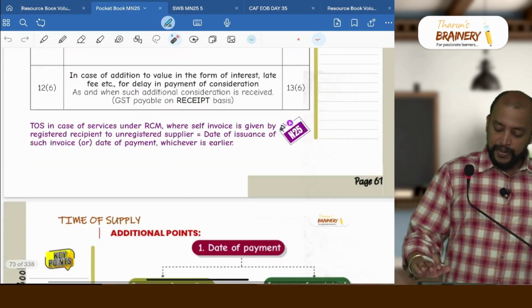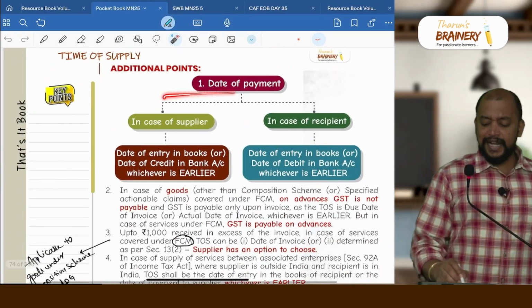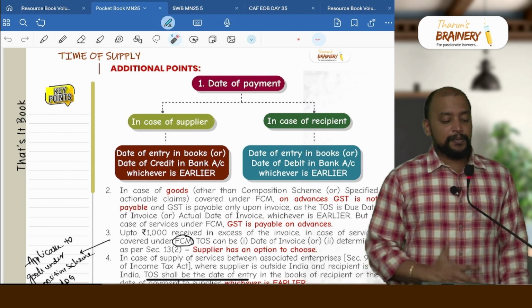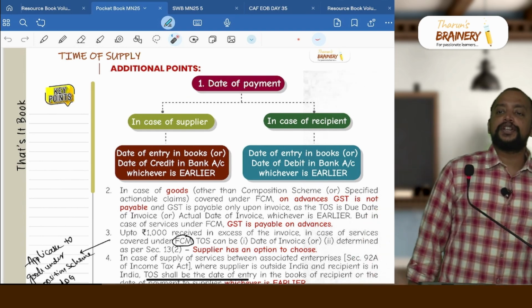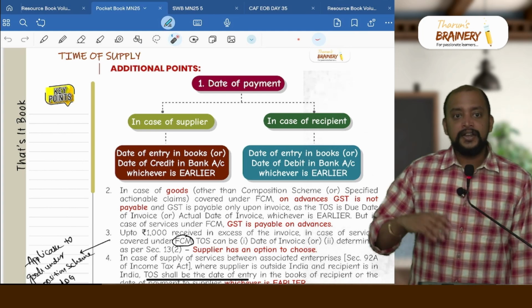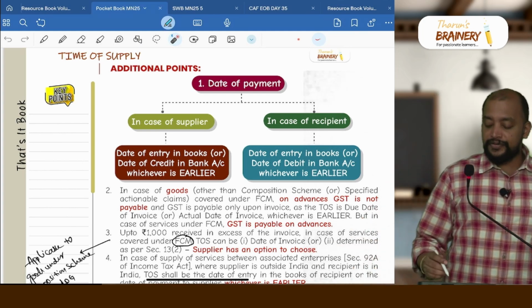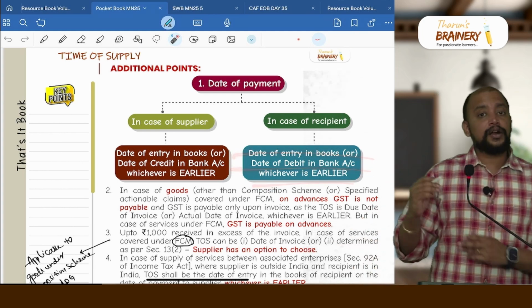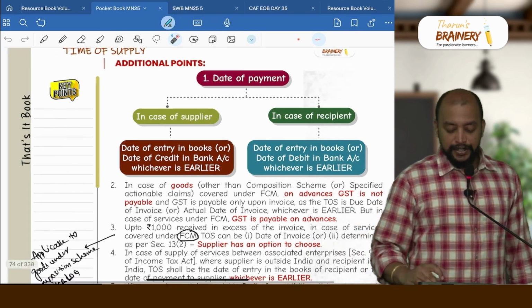Then next one, here what should be taken as the date of payment? From the supplier's point of view, date of entry in the books or date of credit in the bank account of the supplier, whichever is earlier. From the recipient's point of view, date of entry in the books or date of debit in the bank account of the recipient, whichever is earlier, should be taken.